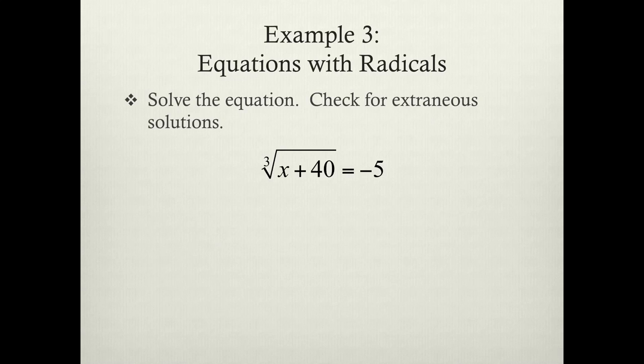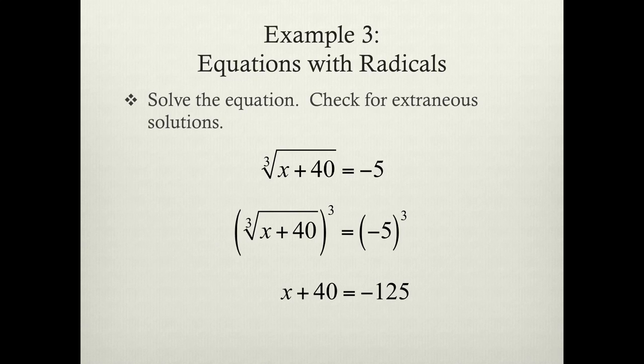So in this case, I would want to cube both sides first to get rid of our cubed root. That's going to leave me with x plus 40 equal to a negative 125. And then I would subtract the 40 to get negative 165. Now if I put this back in for x, negative 165 plus 40 gives me the negative 125. And the cubed root of negative 125 really is negative 5. So this one works just fine.